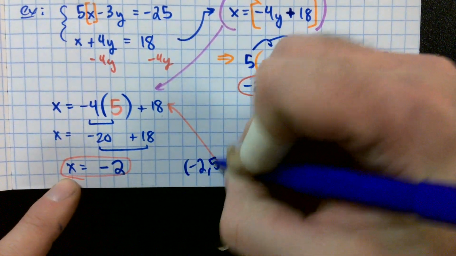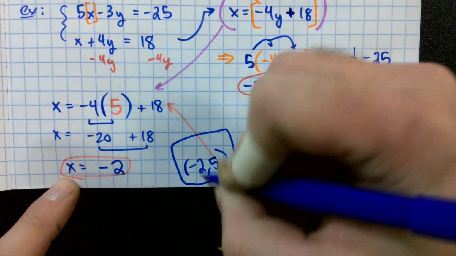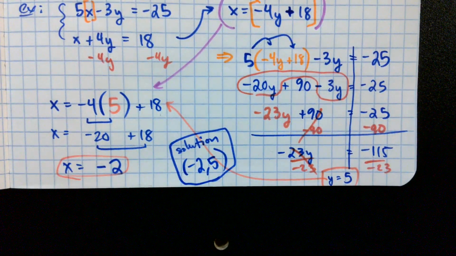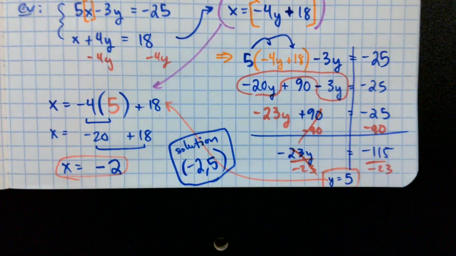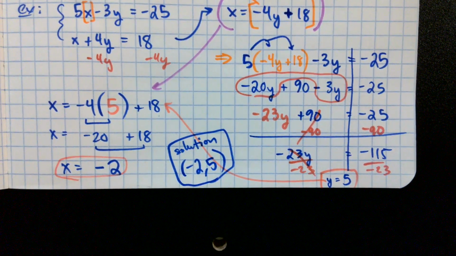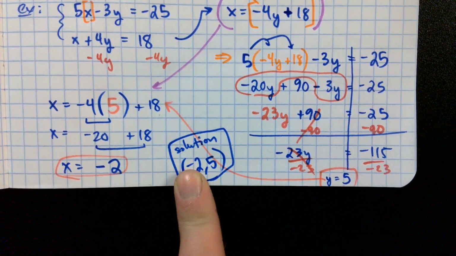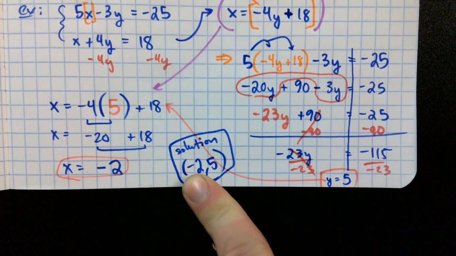Negative 2 comma 5. So we got negative 2, 5 because we got negative 2 over there. Yep. We got positive 5 over there. Yep. My solution needs an x and a y.